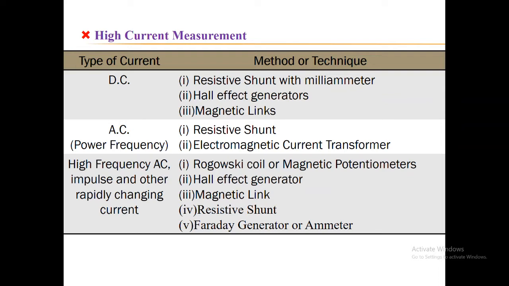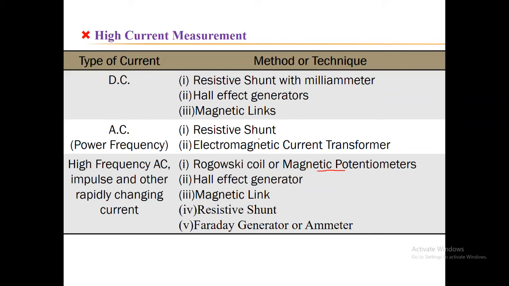So to measure the DC current, you can use the resistive shunt with milliammeters, Hall effect generators and magnetic links. Whereas the alternating current at power frequency can be measured either by using resistive shunt or electromagnetic current transformers. The high frequency alternating current, impulse current and other rapidly changing currents can be easily measured by using a Rogowski coil, which is known as a magnetic potentiometer, Hall effect generators, magnetic link, resistive shunt and Faraday generator or Faraday meter. So these are the methods which you can use to measure the high direct current, high alternating current at power frequencies and the high frequencies.